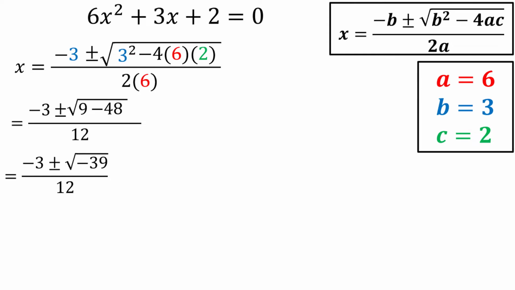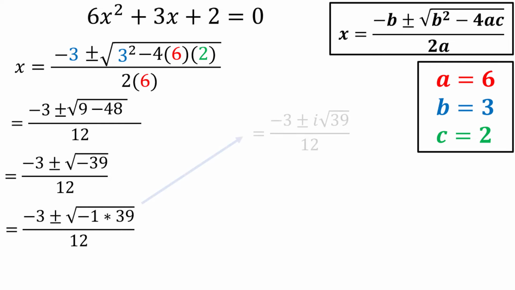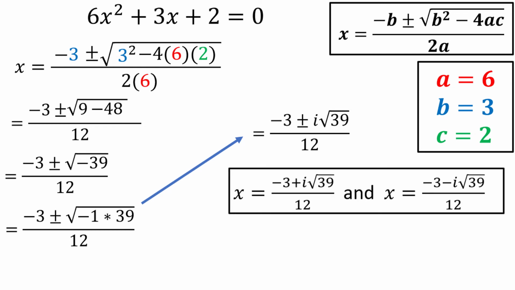We can rewrite this as negative 3 plus or minus the square root of negative 1 times 39 all over 12. We know that the square root of negative 1 is the imaginary number i. So we can rewrite this as negative 3 plus or minus i times the square root of 39 over 12. Splitting this into the positive and negative components, our answers are negative 3 plus i square root 39 over 12 and negative 3 minus i square root 39 over 12.